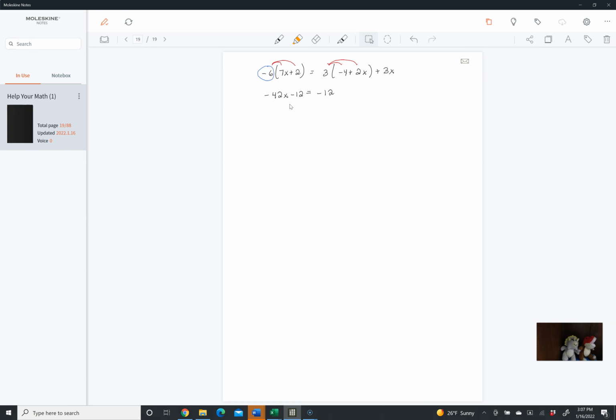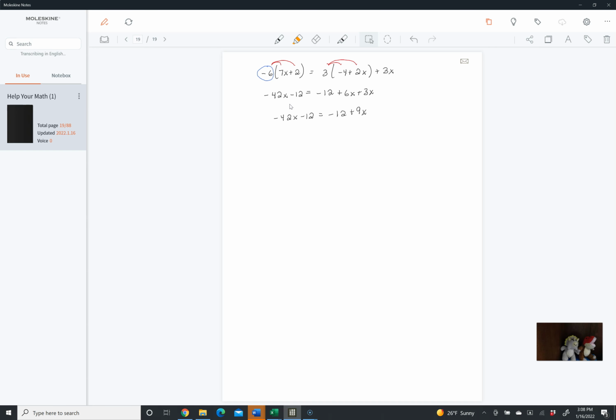Okay, so we got rid of the parentheses. We still have the problem on the right where we have multiple x's. So we want to combine like terms. Remember that you're on the same side, so you're not using inverse operations here, okay? On the right, we have a 6x plus a 3x. You are adding them. So we get -42x minus 12 is equal to -12 plus 9x. So you're combining like terms.